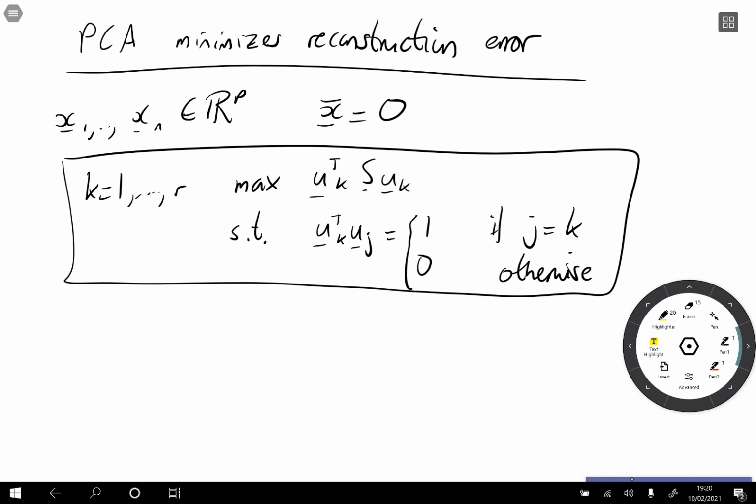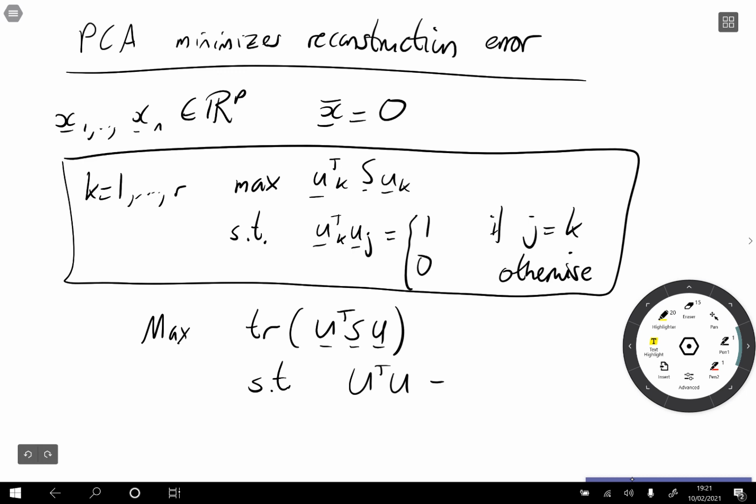So a different way of writing this, which hopefully you can see, is that it's the same as maximizing the trace of U transposed S U, subject to U transposed U equaling the identity matrix, the R by R identity matrix, where U is a P by R matrix.